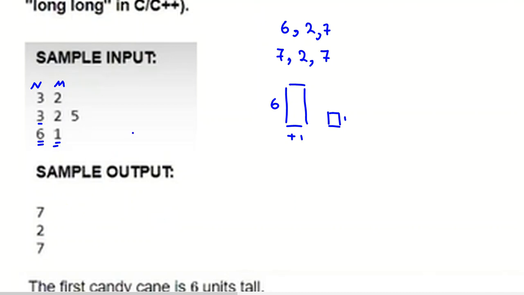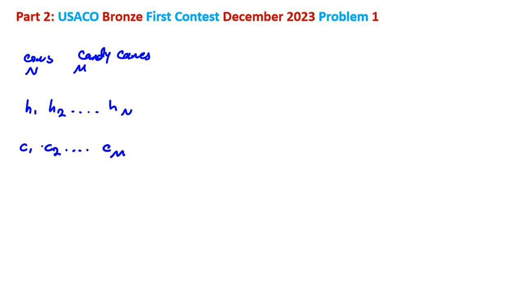Now, let's see how we can solve this problem. So we have n cows. If we consider n cows, m candy canes, and the heights of the cows h1, h2 to hn, we show it like this. For candy canes we consider the heights c1, c2 to cm. Okay, now let me tell you something.